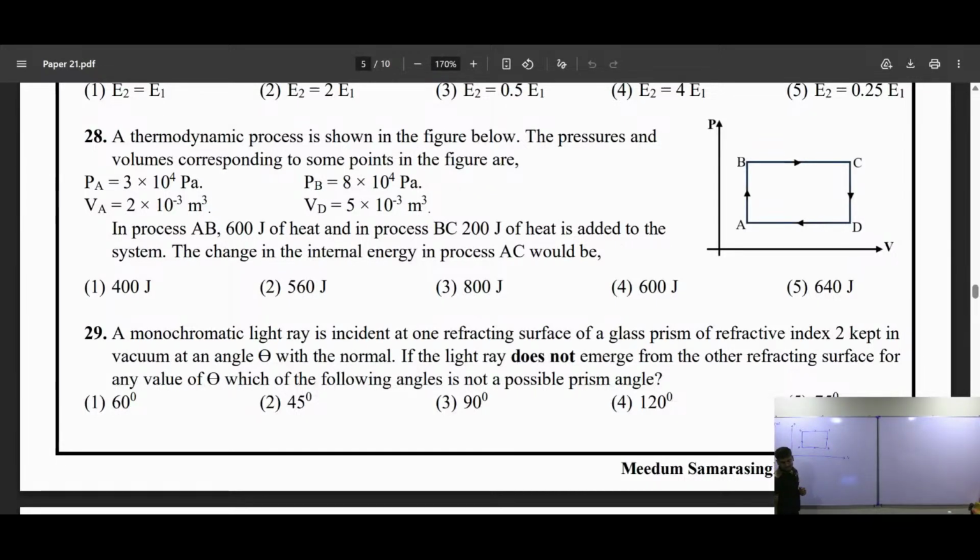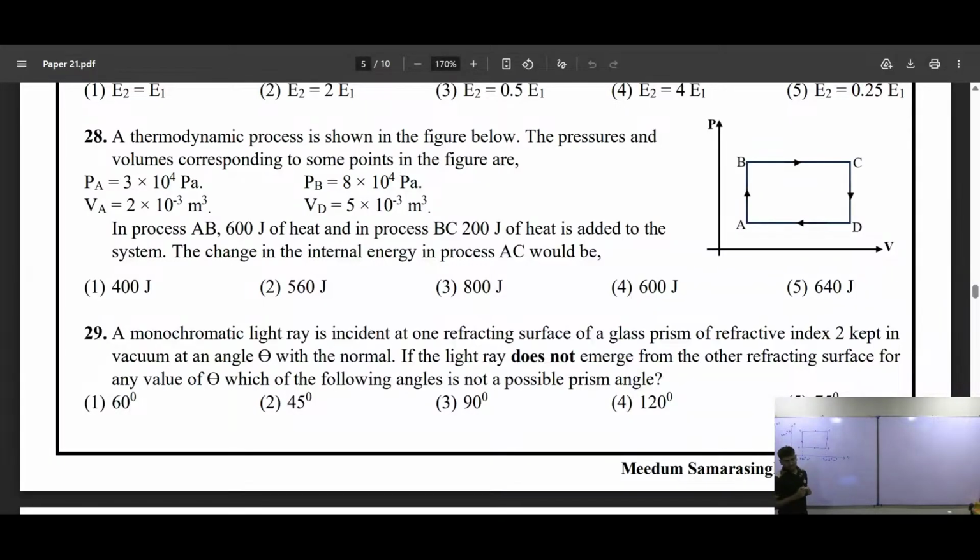They have given the pressure at A is 3 into 10 to the power 4 Pascal, and the pressure at B is 8 into 10 to the power 4 Pascal. Volume at A is 2 into 10 to the power minus 3 cubic meters. And the volume at A and B are the same. Volume at D and C are the same, that is 5 into 10 to the power minus 3 cubic meter.